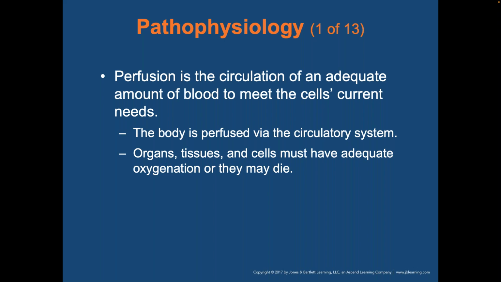So in the systemic circulation, as blood passes through the tissues and organs, it delivers oxygen and nutrients. Adequate perfusion is also important for the removal of waste products such as carbon dioxide, which is picked up from the blood cells as blood circulates through the organs and returns to the heart and lungs. So remember, organs, tissues, and cells must have adequate oxygenation or they will die.